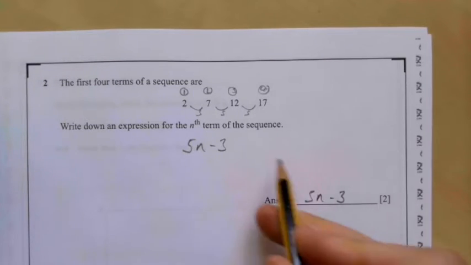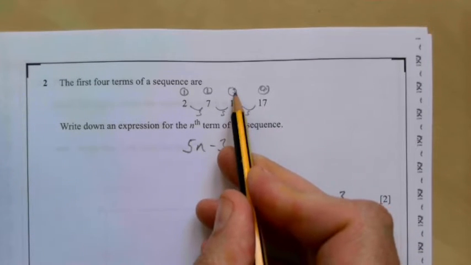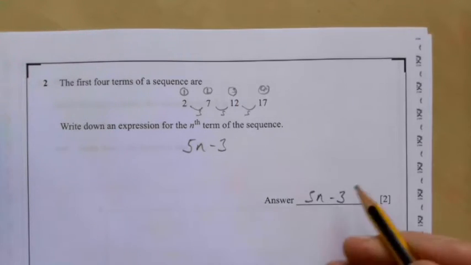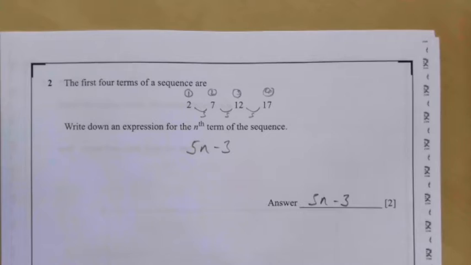Always good to check, so try it with one of the numbers. Let's try it maybe for the number 3. 5 times 3 is 15, take away 3 is 12, so it does seem to work.